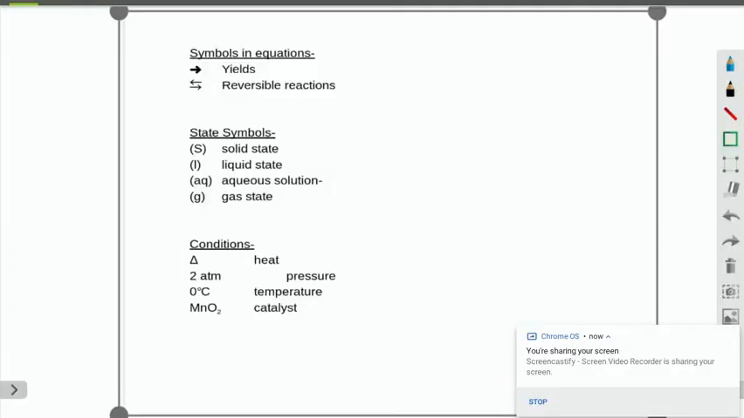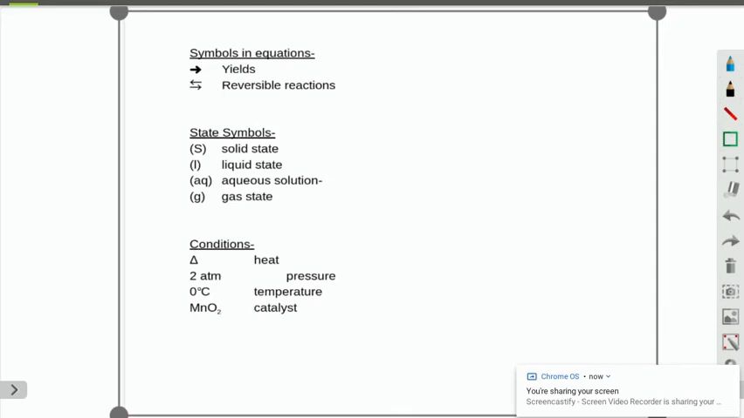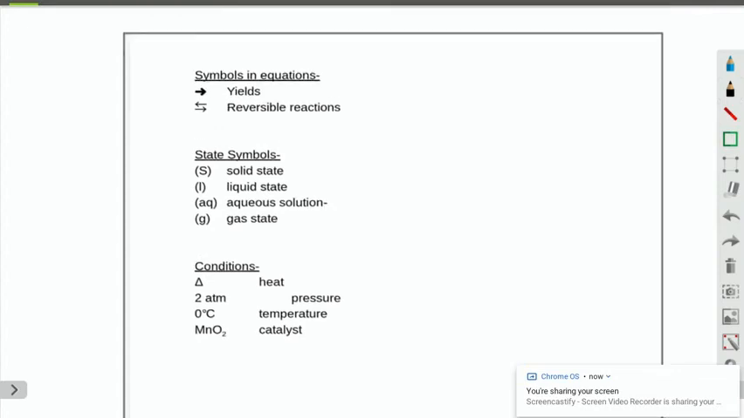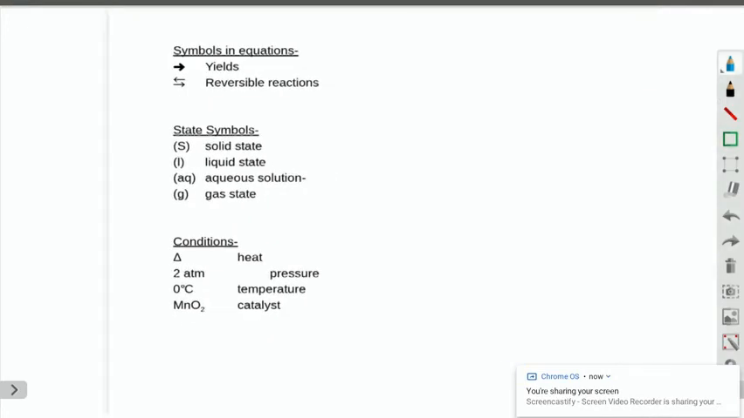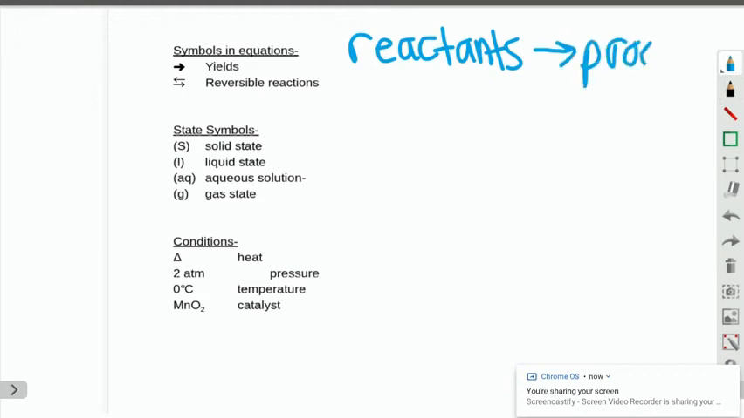Okay, so the other things you will need to know for chemical reactions is there are certain symbols in chemical reactions. So when we write a reaction, it is our reactants, an arrow, which means yields or produces the products. So that arrow means yields.